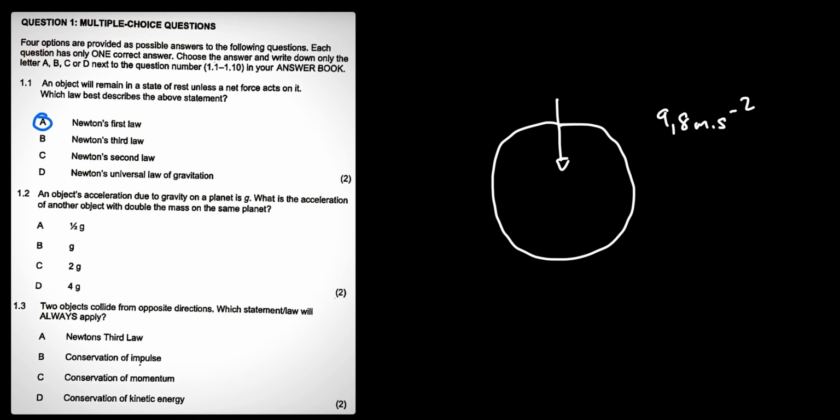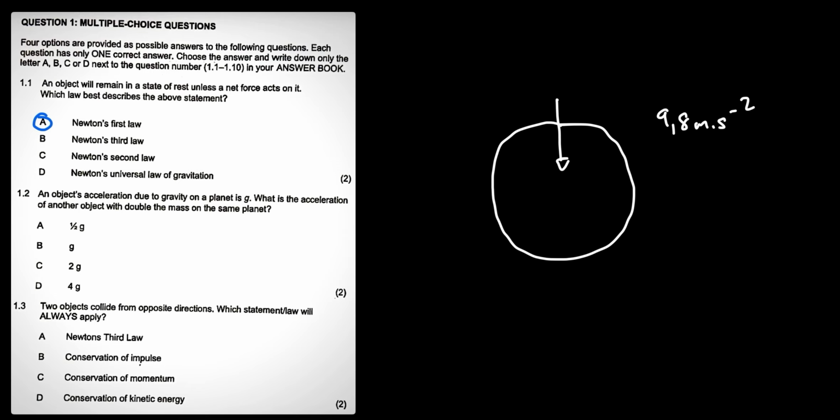acting downwards. So this means for any object, no matter how big it is, no matter how small it is, if we are on the same planet, we are going to experience the same gravitational acceleration. So in this case, if you double the mass, if you triple the mass, if you even multiply it by 100, the gravitational acceleration will still remain the same.